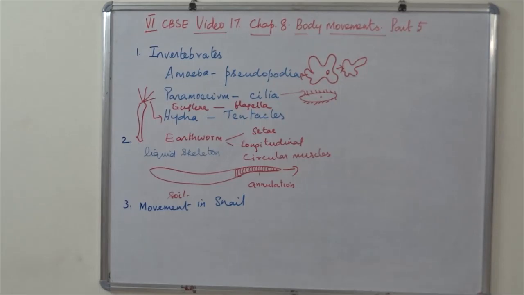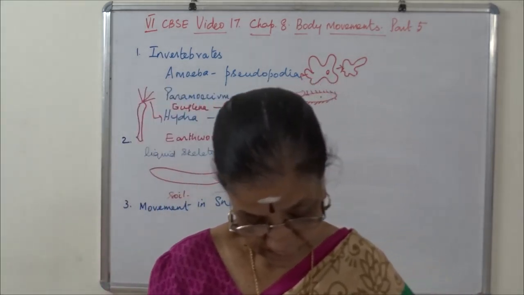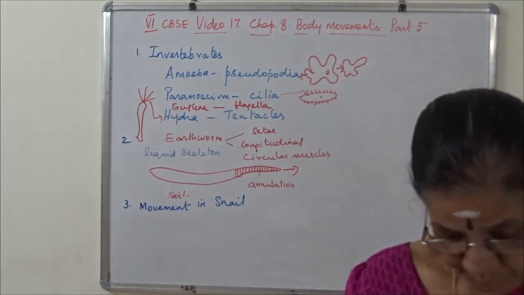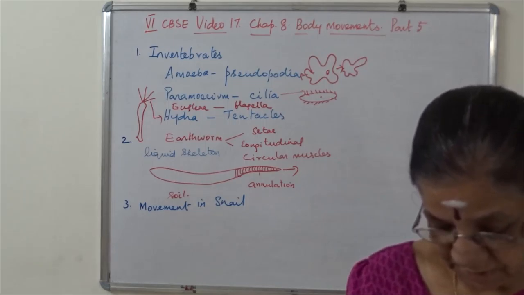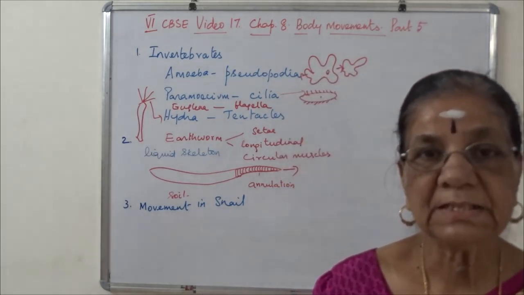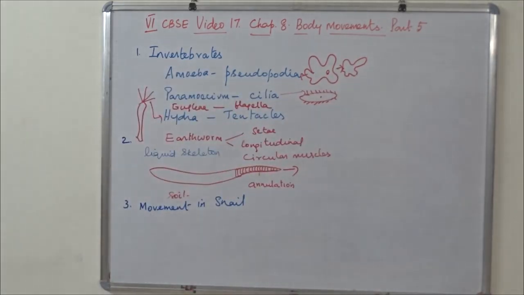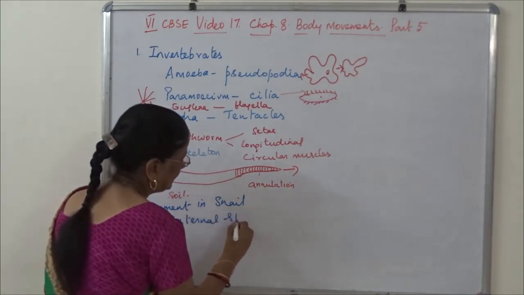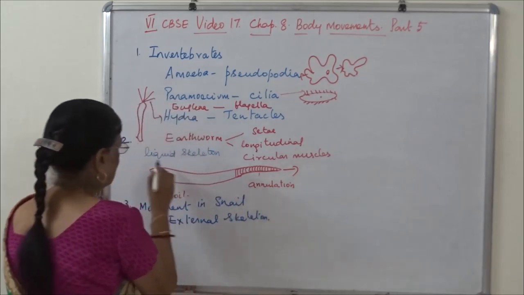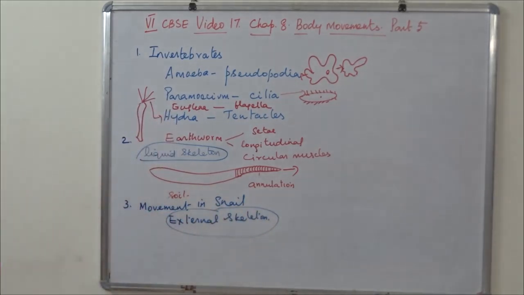Whereas in apple snail or garden snail, the soft body has a hard shell for protection. Since the protective part is outside the body, it is called an external skeleton. So the soft body has protection, and that hard protective shell is the external skeleton. This is the liquid skeleton, this is the external skeleton, and the cockroach has the exoskeleton.